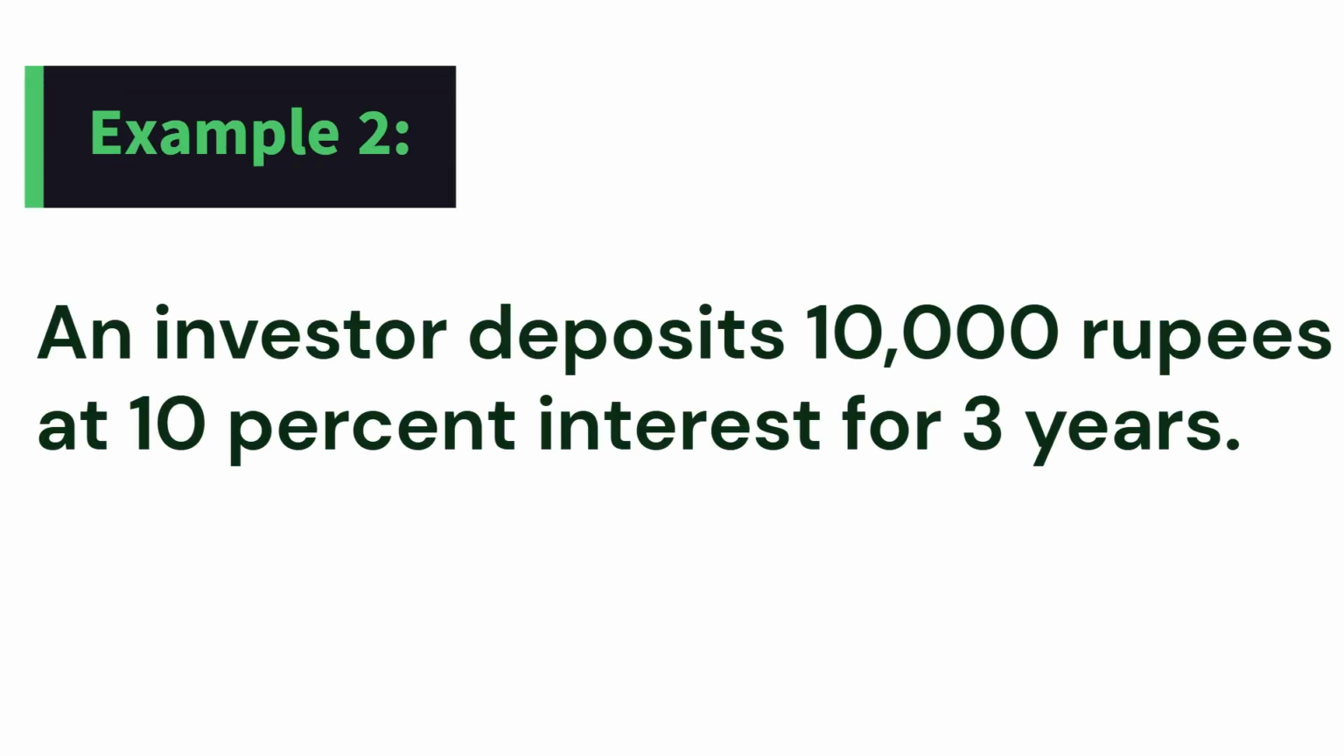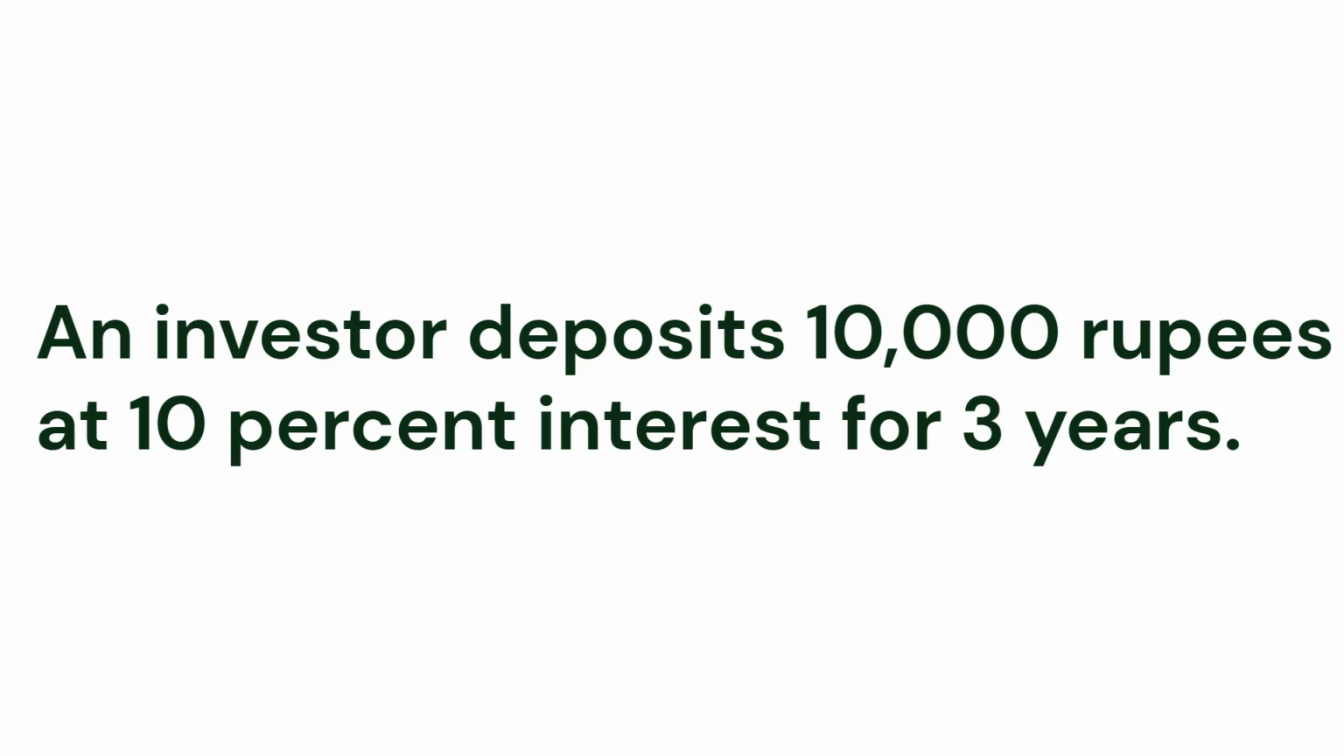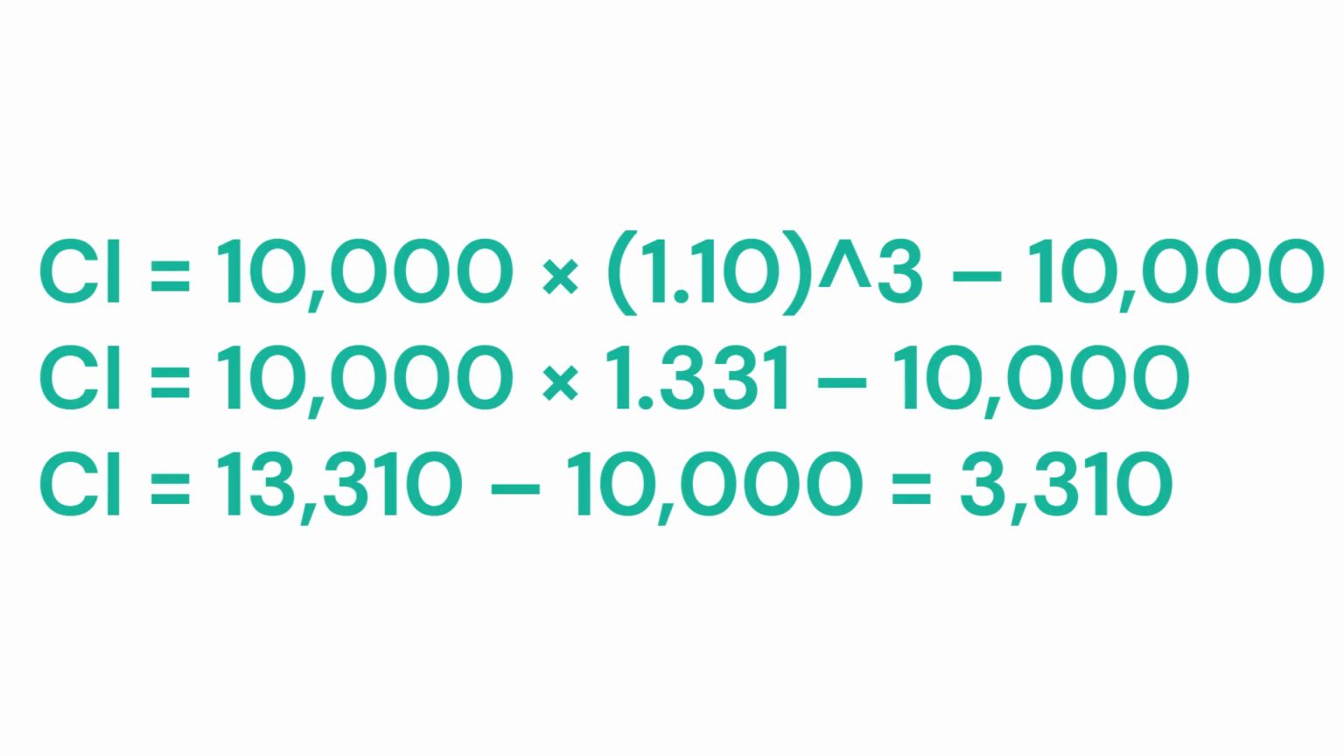Example number 2. An investor deposits 10,000 rupees at 10% interest for 3 years. Let's try to solve this. CI equals 10,000 times 1 plus 10 divided by 100 to the power of 3 minus 10,000. 1 plus 10 divided by 100 equals 1.10. Therefore, 10,000 times 1.10 to the power of 3 minus 10,000.